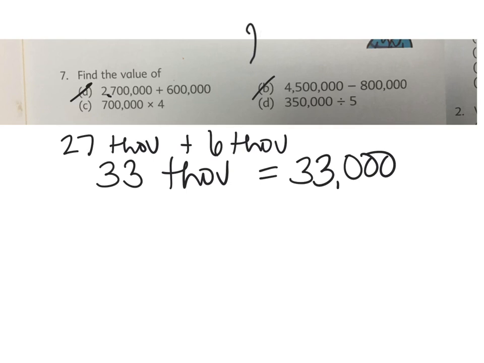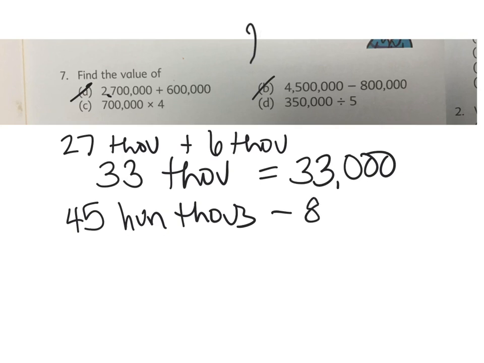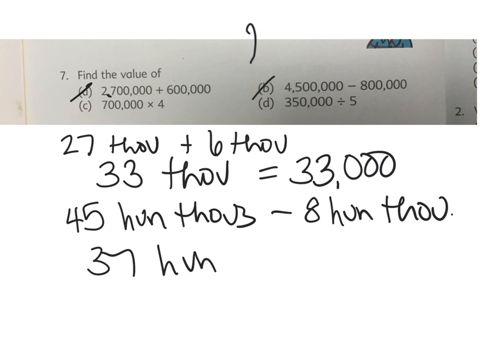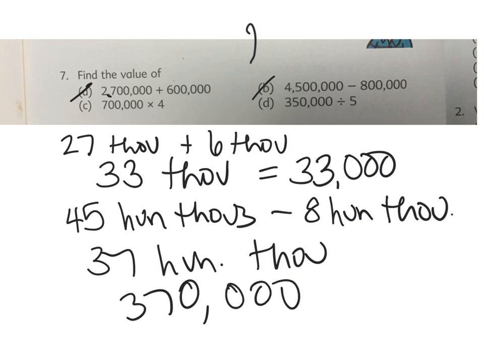For B, I have 4,500,000 minus 800,000. Now if I subtract 45 by 8, I get 37 hundred thousands, or 3,700,000. So it's just another way to say these really large numbers.